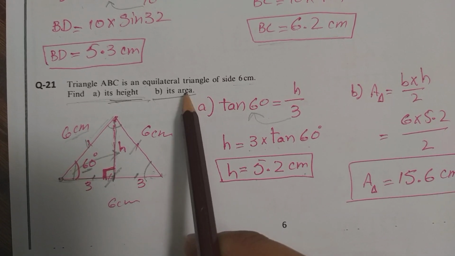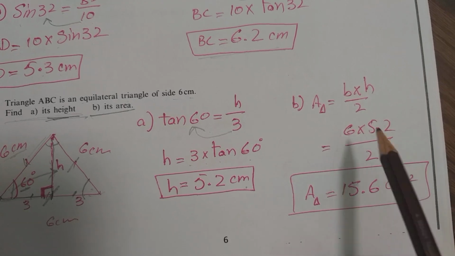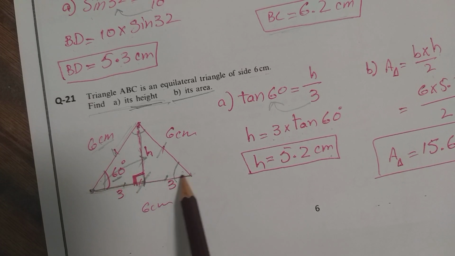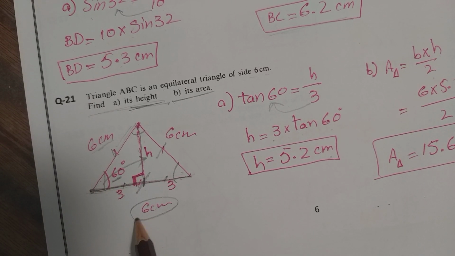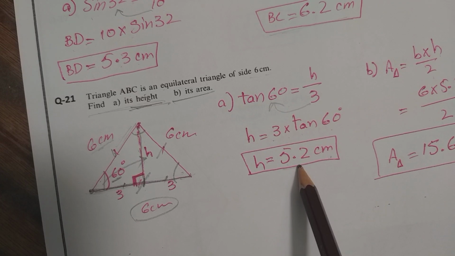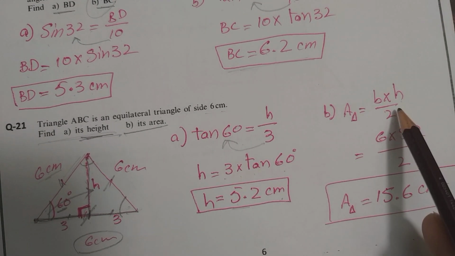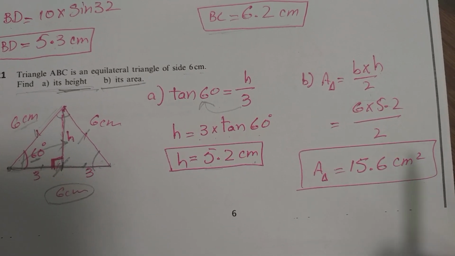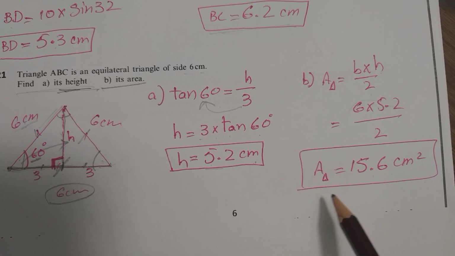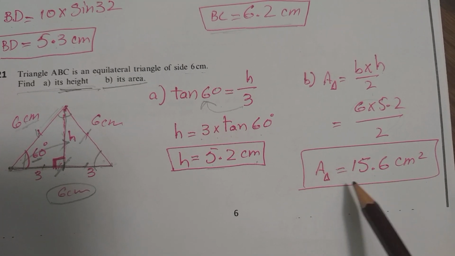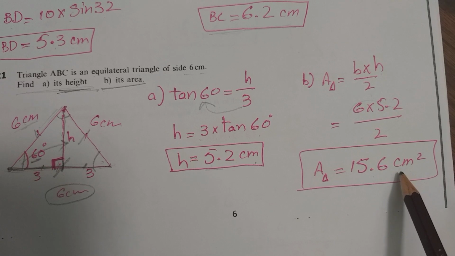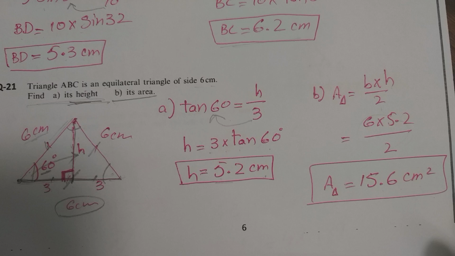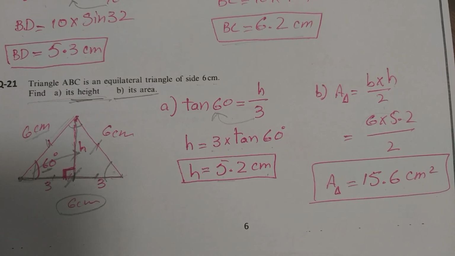Now we need to find the area of the triangle. We know the formula: area of triangle is base times height divided by 2. So the base is 6 centimeter, and the height is, as we just found, 5.2. Just put in the formula and simplify, you will get the answer, which is 15.6 centimeters square, because the unit for the area is square. So this is question number 21 on page 6.